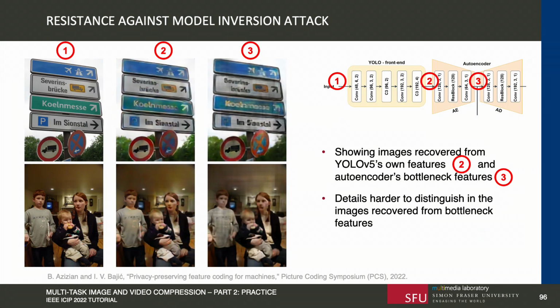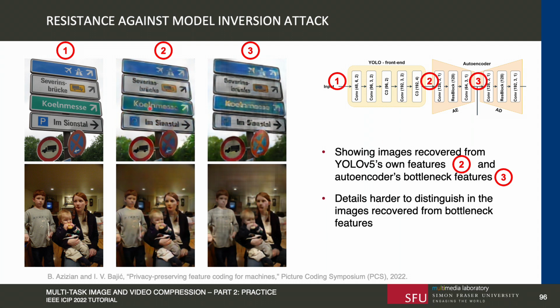So let's see some visual results. The two images on the left are the original input images here. The images in the second column are those reconstructed from YOLO version 5's own features without the autoencoder. And we can see that they are slightly degraded because of data processing inequality. Some information has been lost in that initial portion of the YOLO version 5 pipeline.